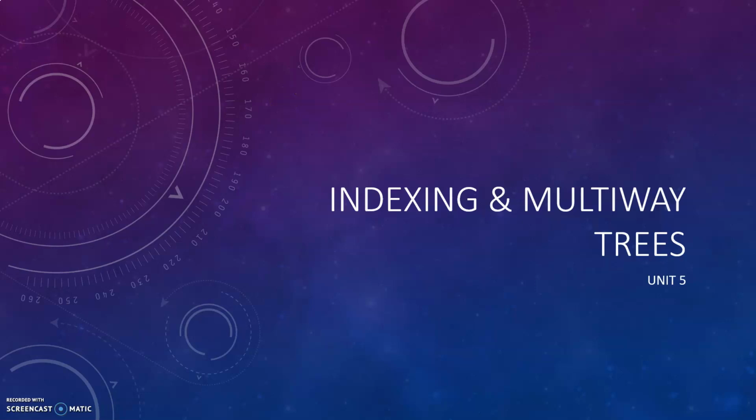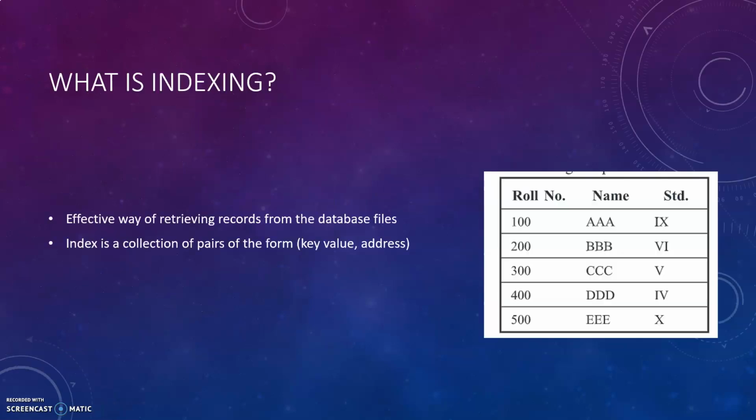We are going to learn indexing and multiway trees, which belongs to Unit 5. So, what is indexing? When you want to retrieve data from a database, it is always easy if your files are stored in such a way that they can be indexed. You can call it using an index pair, and the pair is of the form key value and address.